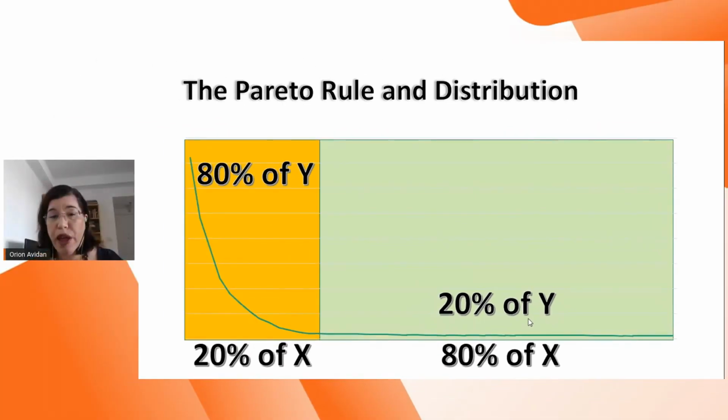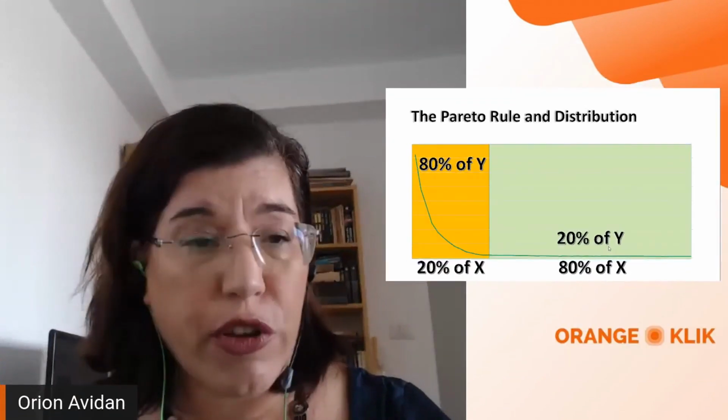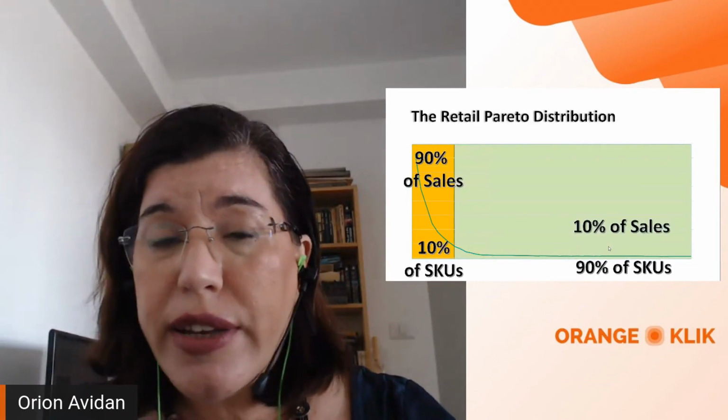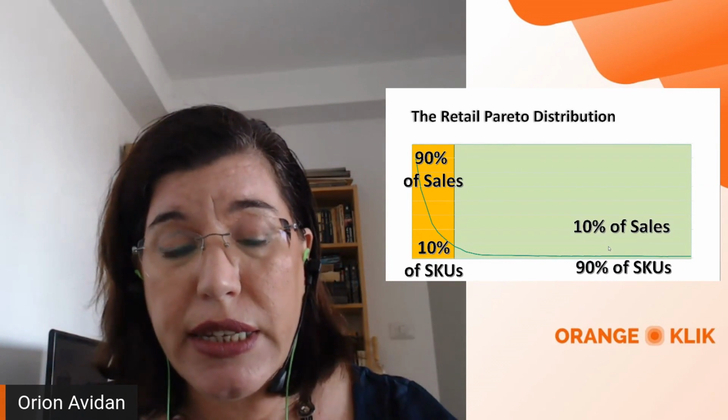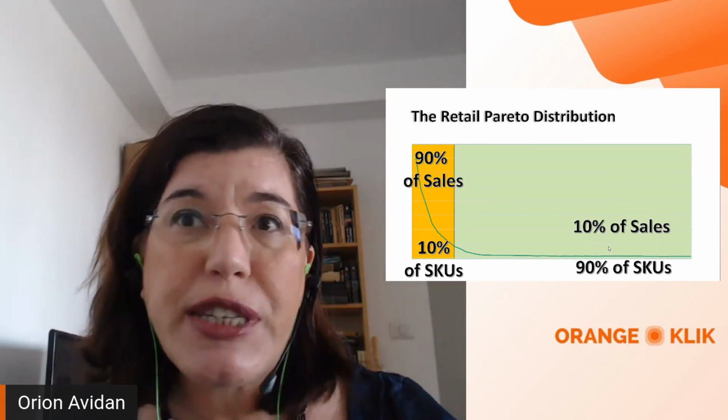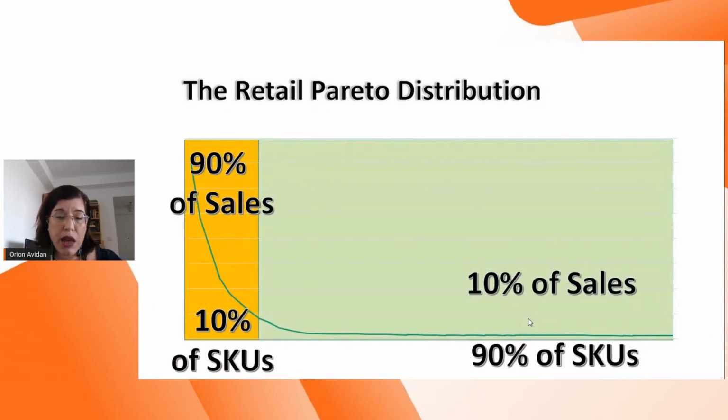This is known as the Pareto rule in distribution, also known as the 80-20 rule, where 20% of your input X creates 80% of your output Y, and vice versa. Whereas in retail, what we usually see is that 10% of the SKUs create 90% of the sales and income. And the rest of the SKUs, 90% of the SKUs, only present 10% of the sales.